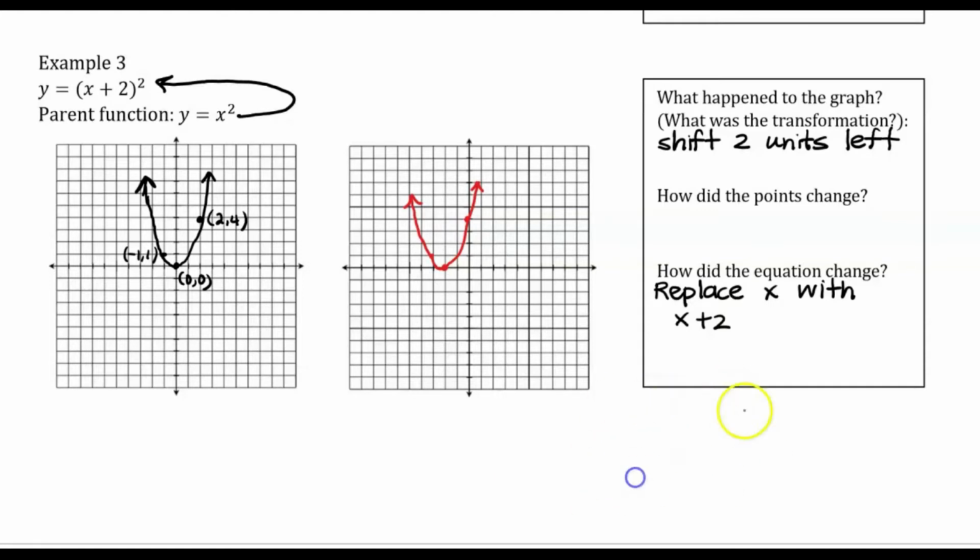And then let's take a look at how the points changed. So the point (0, 0) was on the original graph, but now the point (-2, 0) is on the new graph. The point (2, 4) was on the original graph. Now we have (0, 4). And the point (-1, 1) was on the graph, but now we have (-3, 1). So going from those black points to those new colored points on the second graph, we are subtracting 2 from the x values.